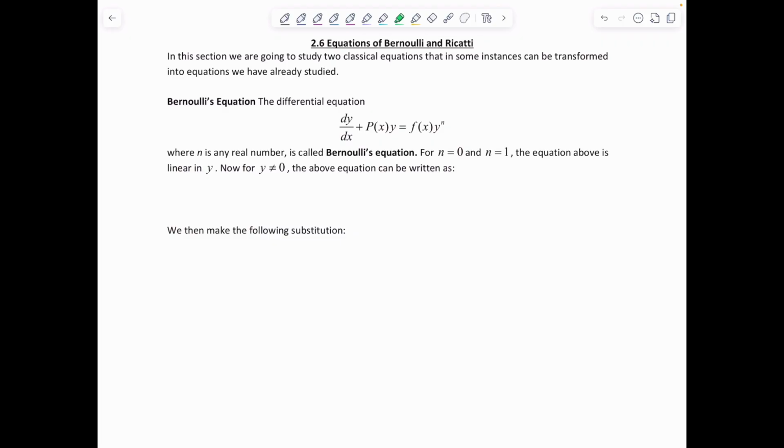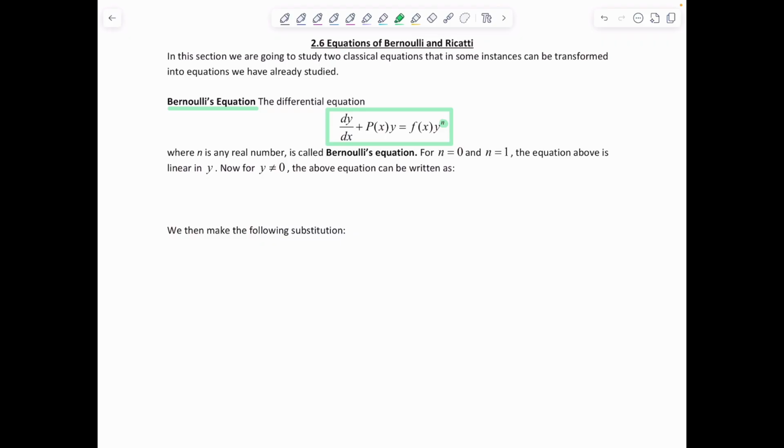The first one we're going to focus on is Bernoulli's equation, and you might have already studied this in Calc 2. So the differential equation dy/dx plus p(x) times y equals f(x) times y to the n, where n is any real number, is called Bernoulli's equation. Now notice, if n is 0 or 1, then the equation above is linear in y, and we can solve it using the methods of the previous lesson, 2.5.